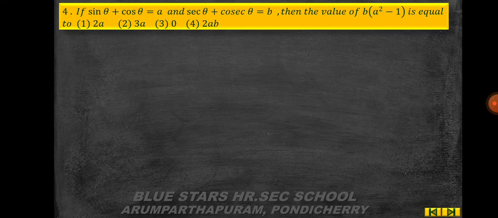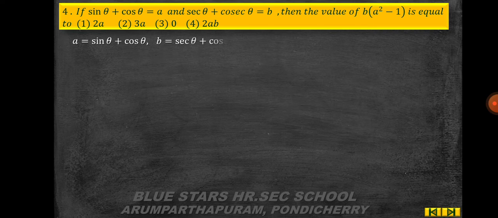Question number 4. If sin theta plus cos theta is equal to A and secant theta plus cosecant theta is equal to B, then the value of B into A square minus 1 is equal to: option 1 2A, option 2 3A, option 3 0, option 4 2AB.